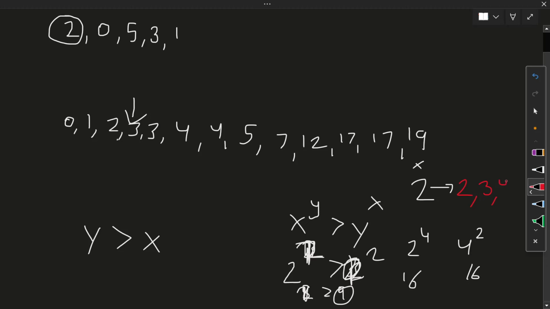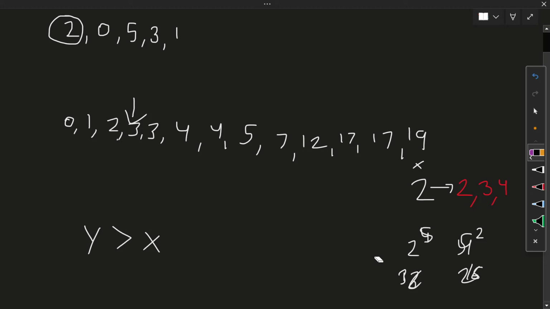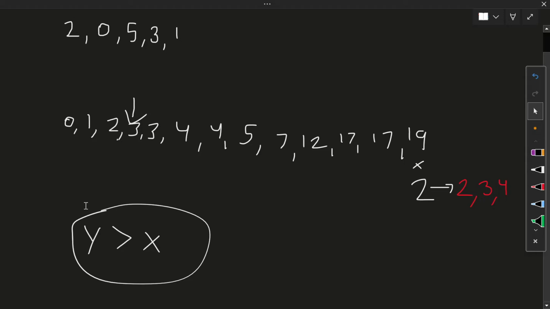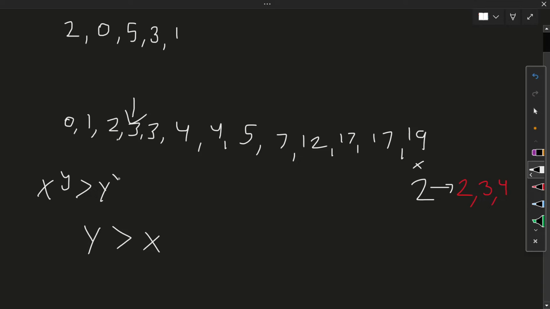4 is also not correct. What about 5? Here we have 5, it is 25. So 5 is correct, and all the values on the right hand side are correct. So I find that there is an exception here for 2, and all the values on the right hand side satisfy this condition. And we have to find x raised to power y is greater than y raised to power x.